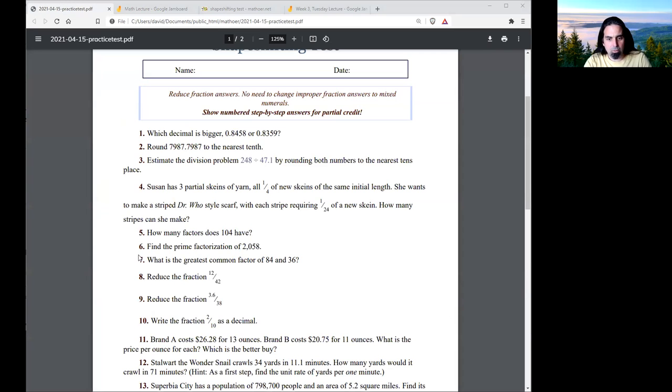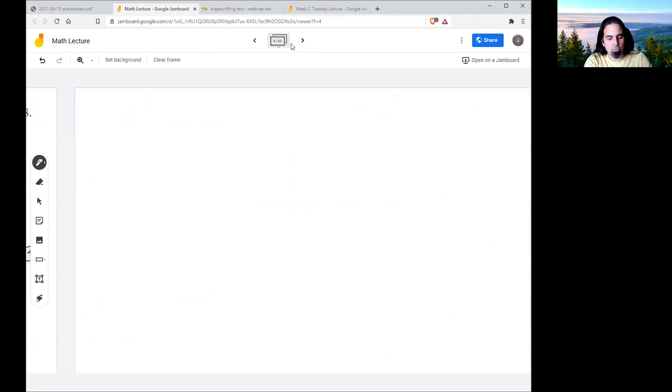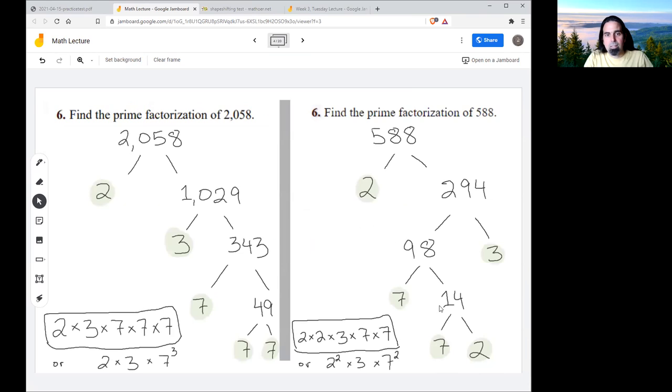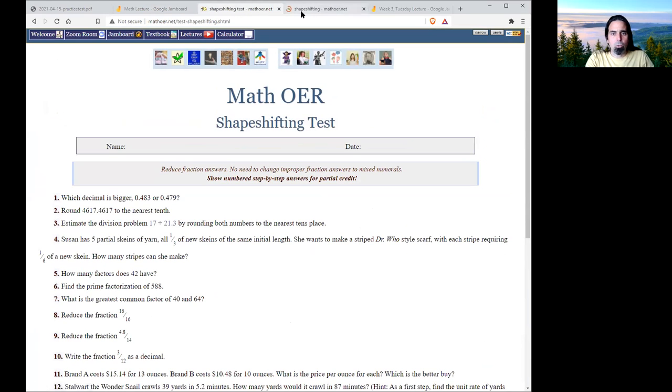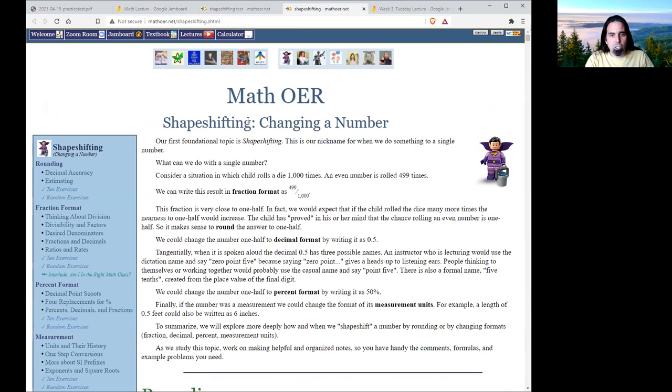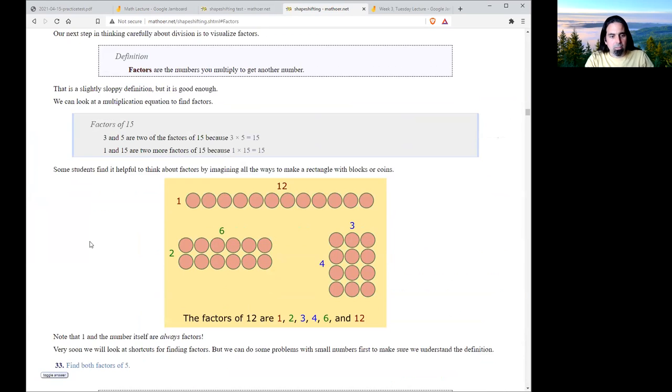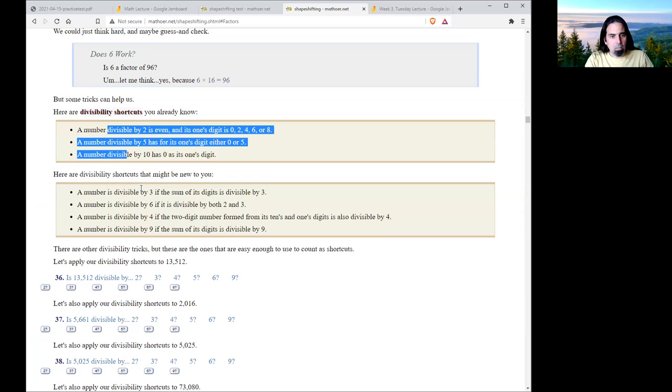Okay, number 7. What's the greatest common factor of 84 and 36? And for where we were about those divisibility rules, then you can go into the shape-shifting section and then divisibility and factors in the table of contents. And that's where all these rules are about how to know if it's divisible by 2 or 5 or 10 or 3 or 6 or 4 or 9.